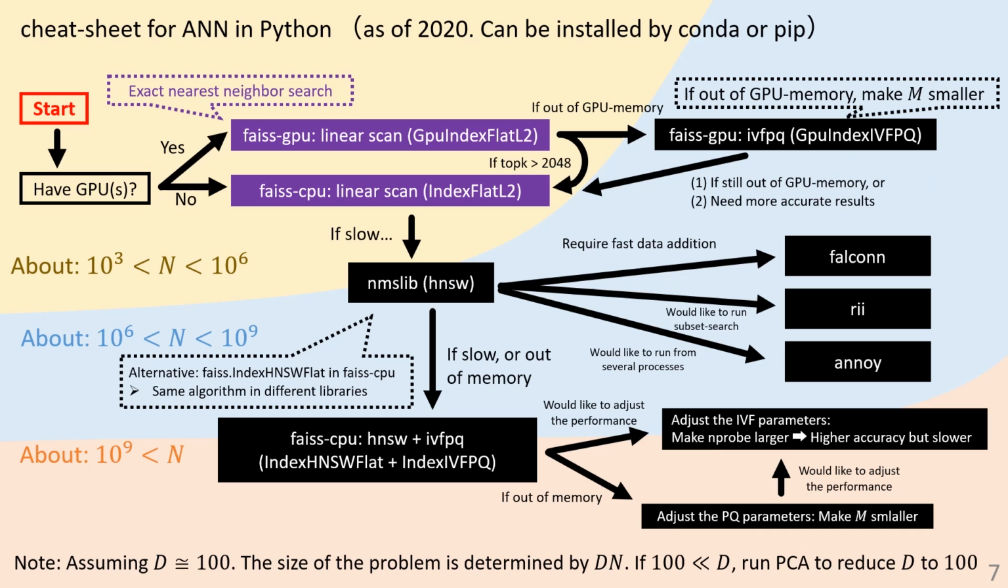Okay. So this is the most important slide of my talk. This is a cheat sheet for approximate nearest neighbor search in Python as of 2020. I will explain the details later, but if you follow these lines, then you can find the best algorithm for your data. So again, don't forget, this is the most important slide of my talk today.